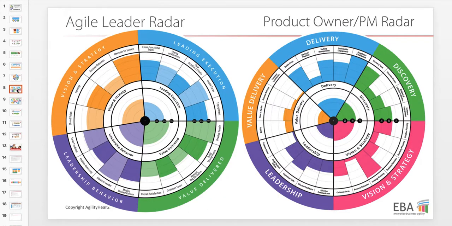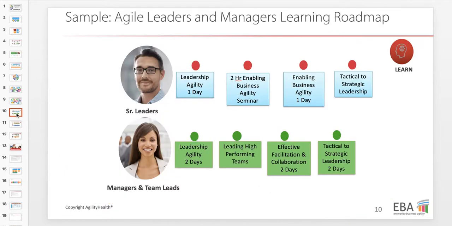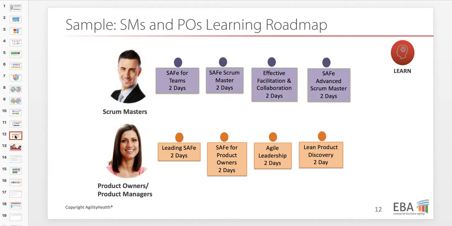These are examples of other radars that we've got. So we've got the product owner or the product manager. We have the release train engineer, the scrum master. And of course, we can build several, and we have built many other custom radars. And here's just an example of when we talked about building a learning roadmap by role. This is just an example. You don't have to use this one, but this is an example of, for each role, how to build something that basically says over the next 12 to 18 months, here's what we recommend that you learn.